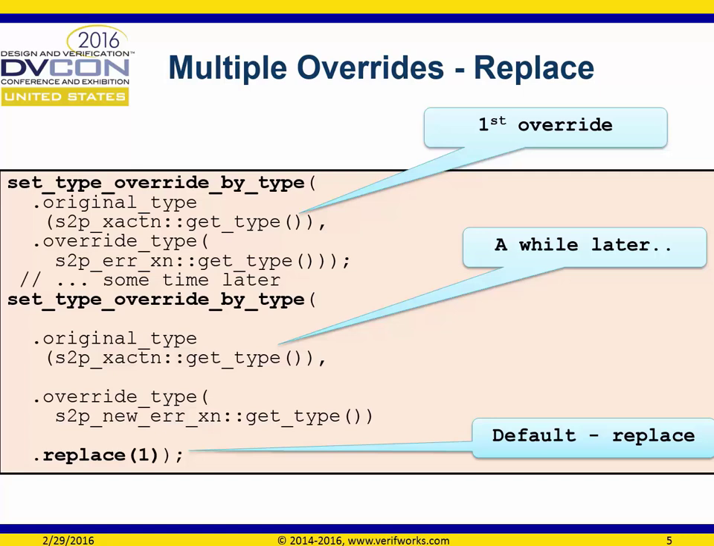After issuing this command, at some time later, let's say that you choose to replace the original S2P transaction with S2P new error transaction. Then you can put in an optional replace argument. By default, this is the first override. A little while later, when you choose to do the second override, remember that the default replace is 1. So the factory now will create new objects of type S2P new error transaction instead of S2P transaction. This is the default behavior of the factory.